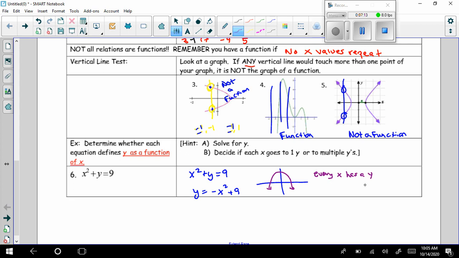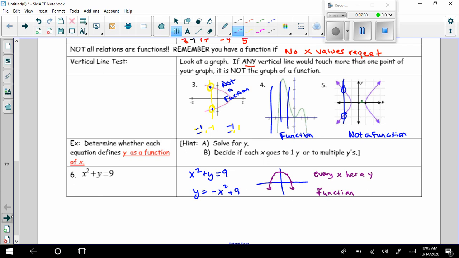So even though your y values repeat, right? I have y equals 0 twice, y equals 1 twice, y equals 3 twice. Even though those y values repeat, every x has a y, so this is a function. All right, you can type that in your graphing calculator. We will use those quite a bit in this unit.